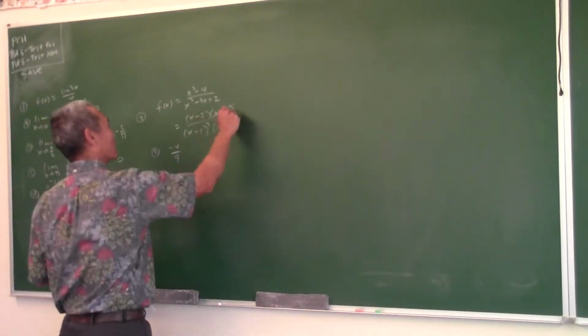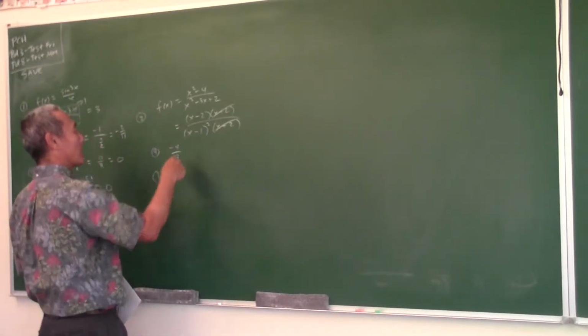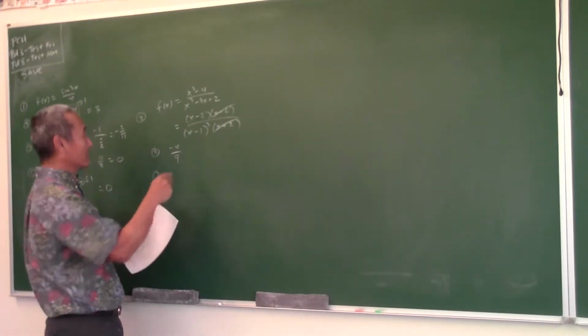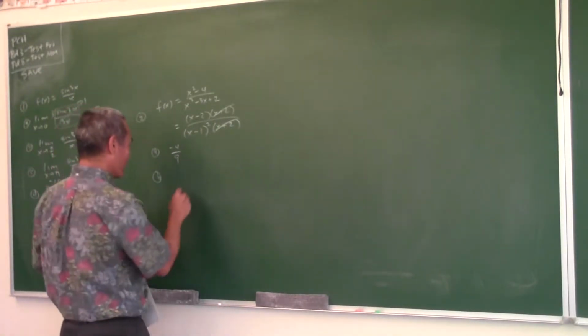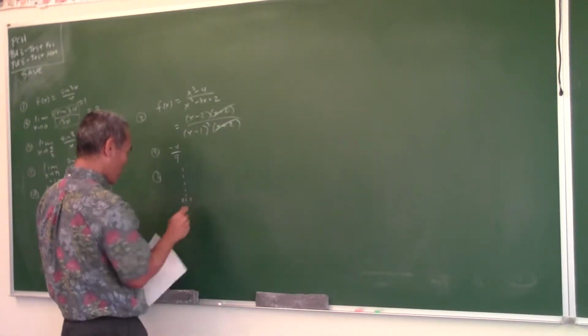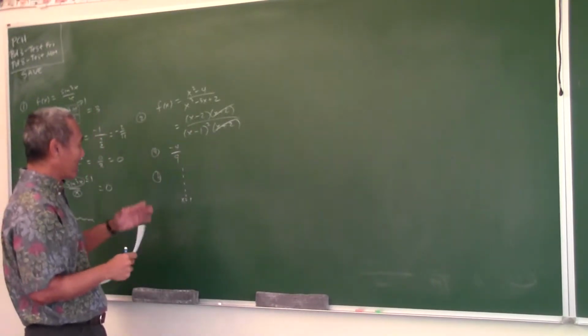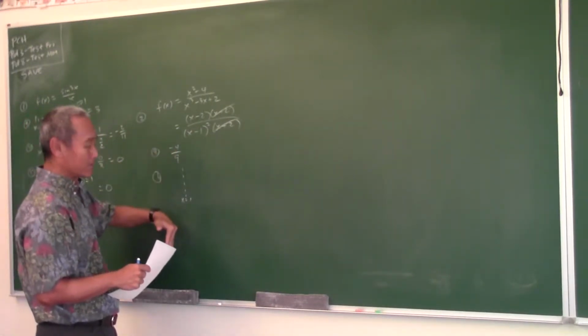B, what's the limit as x approaches 1 from the left? Now, if you cancel these out, look at what's left. If you plug in 1, you get negative 1 over 0. That means there's a vertical asymptote there. So if you have a vertical asymptote at x equals 1, as you approach 1 from the left, it's either going to go up to infinity or down to negative infinity.